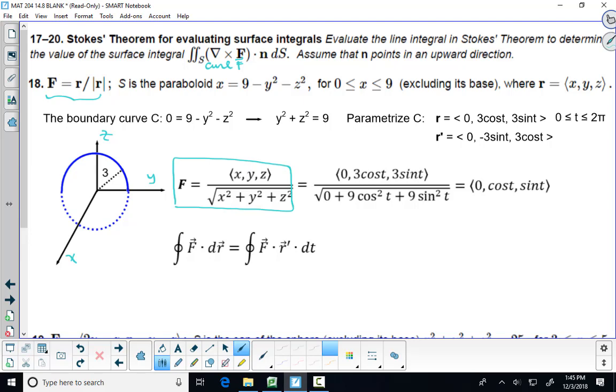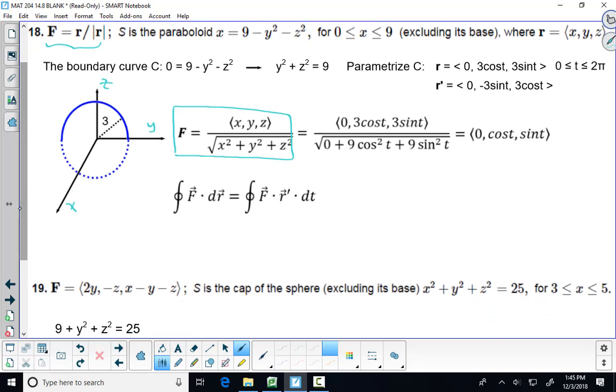Take its derivative, and then to evaluate the field on our curve, we take the x, y, and z for the curve, plug it into the vector field, and we get this, and it simplifies to 0, cosine, sine. Simplifies tremendously. And then our evaluation, I actually have a little typo here. We don't need the circle on the integral there. As soon as we turn it to a dt integral, with limits a and b, we don't think about that circle thing there.